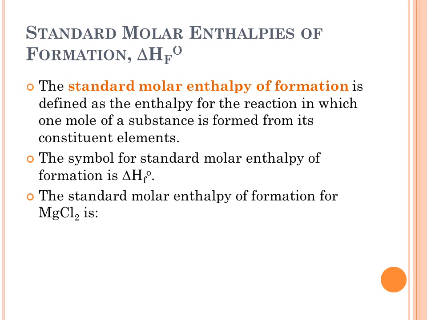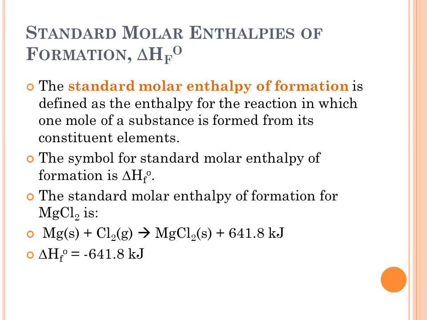So for example, for MgCl2, we react magnesium plus chlorine to form 1 and only 1 mole of magnesium chloride. When you do that, you end up liberating 641.8 kilojoules. When the energy is written as a product, that means it's exothermic and is releasing that heat to the surroundings. So we'd write our delta H standard of formation as a negative 641.8 kilojoules.